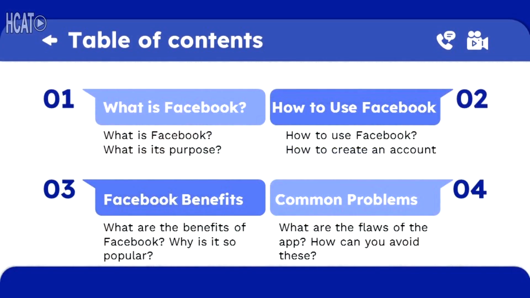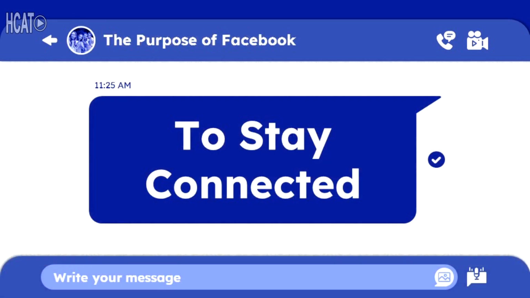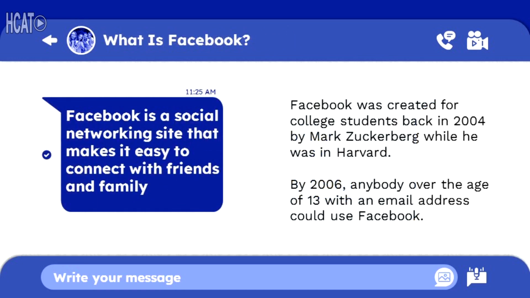What is Facebook? How to use Facebook? Facebook benefits and common problems is what the main focus of this is going to be. So basically, the main purpose of Facebook is to stay connected to friends and family. Facebook is a social networking site that makes it easy to stay connected with friends and family.